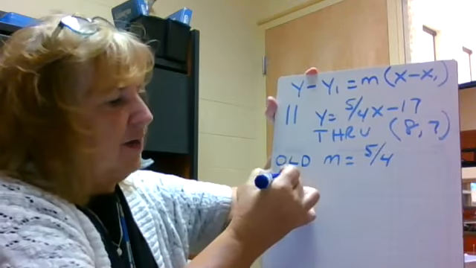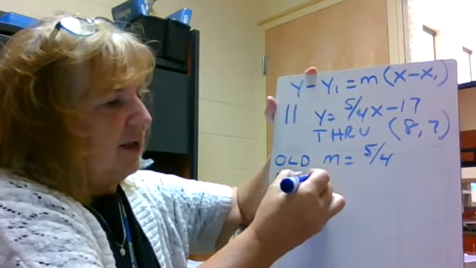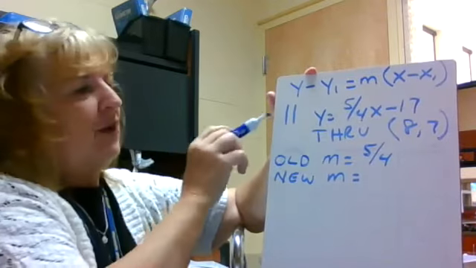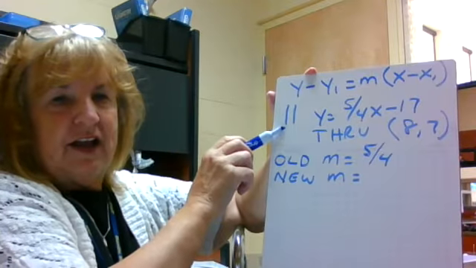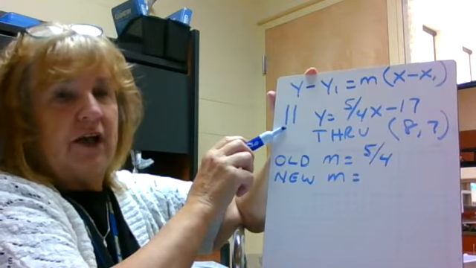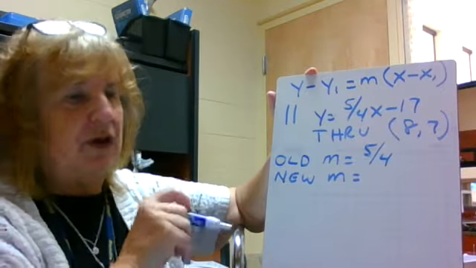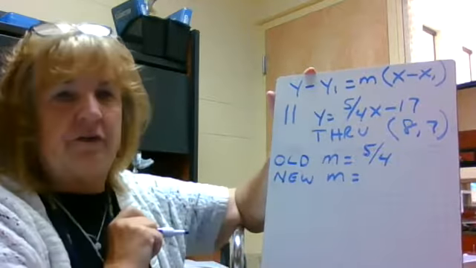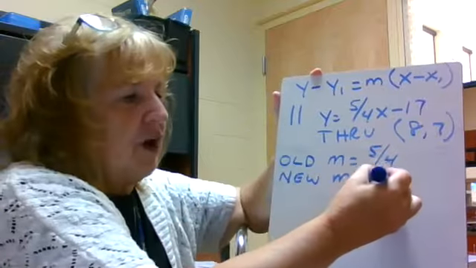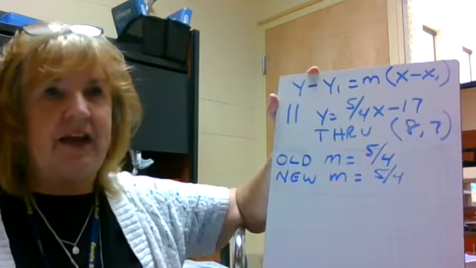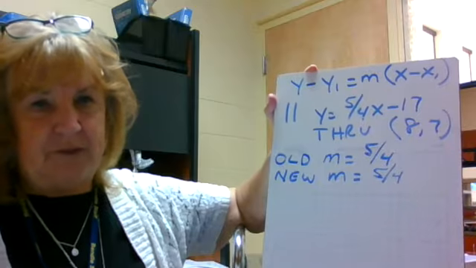Now the new one, we get by looking at the fact that they're parallel. If the lines are going to be parallel, we just learned that that means the slopes are the same. So if this slope is 5/4, the new one also has to be 5/4. They have to be the same in order for the lines to be parallel.